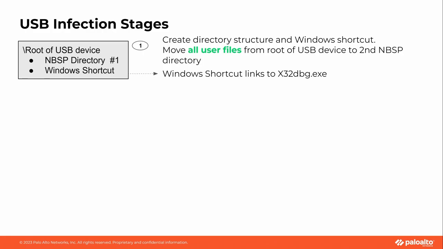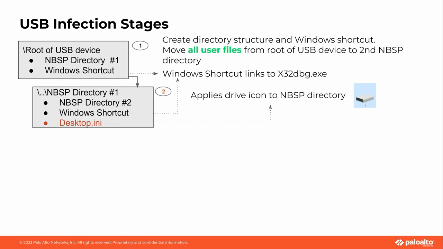So on the root of your USB device, that small thumb drive, you will have the very first NBSP directory and a Windows shortcut. The Windows shortcut does nothing but point to X32 debug. The NBSP directory on the root will have a hidden attribute set and directory set, so it's hidden from the user. All user files are moved to a second NBSP folder on the root of the USB device.